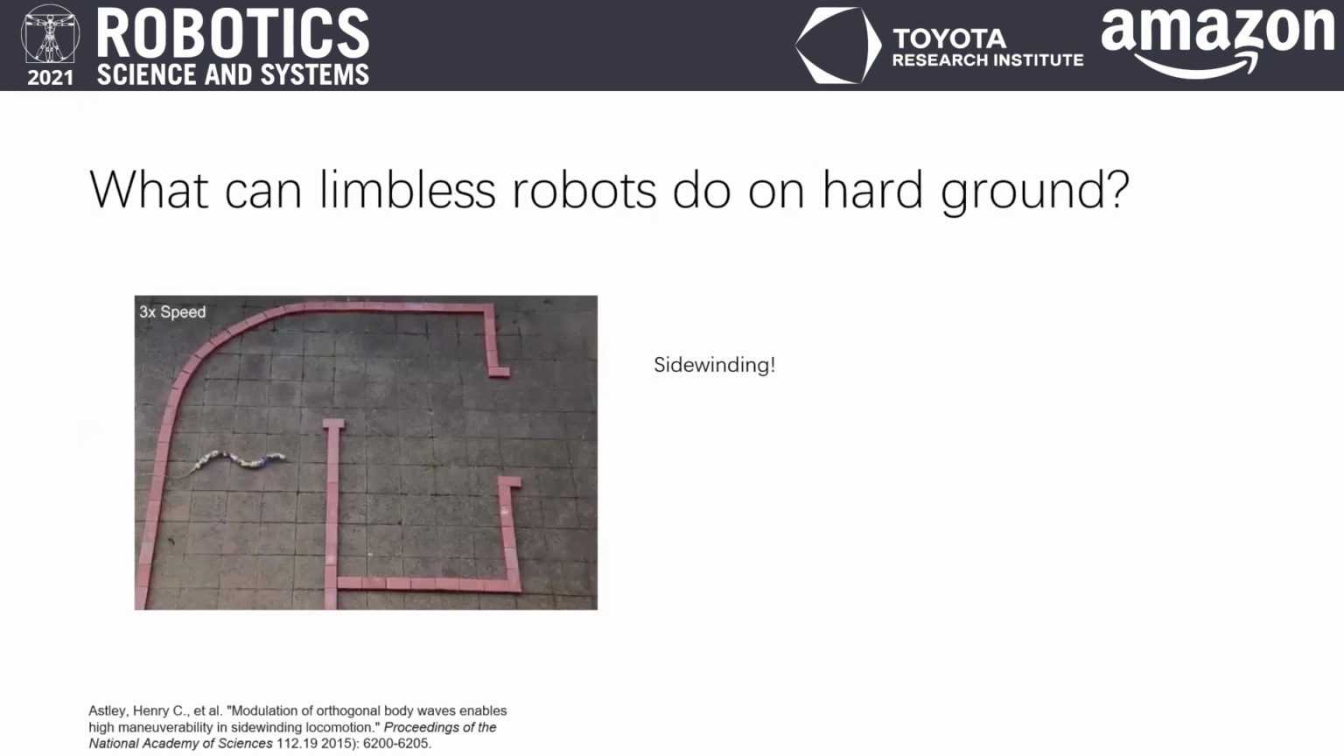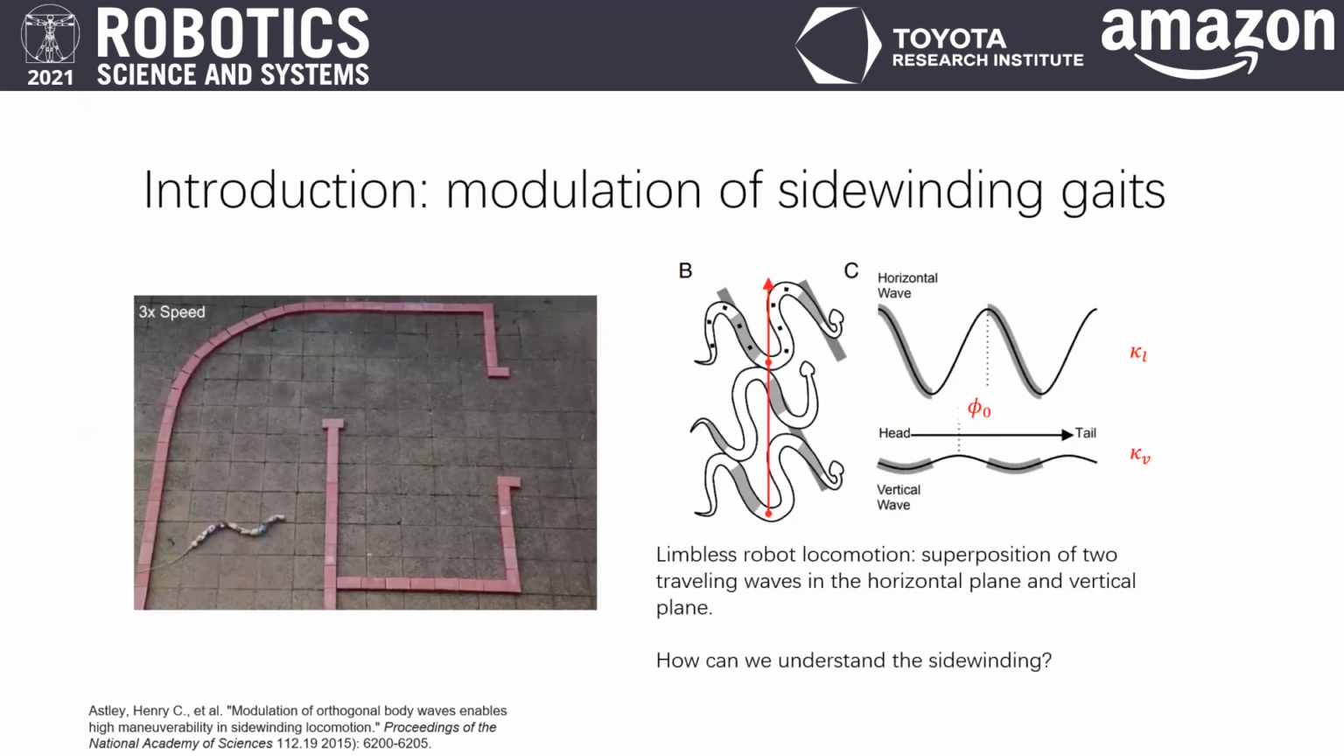So what can limbless robots do on hard ground? Sidewinding is one of the most effective snake locomotion gaits on hard ground. During sidewinding, the body modules periodically make and break contact with the environment to generate thrust in the desired direction. So, how should we understand sidewinding?